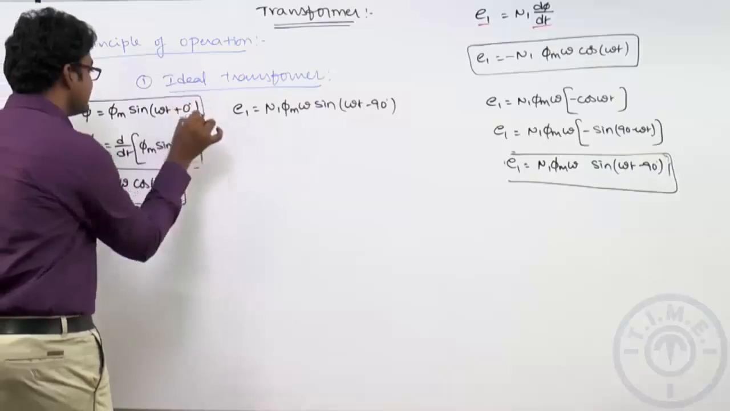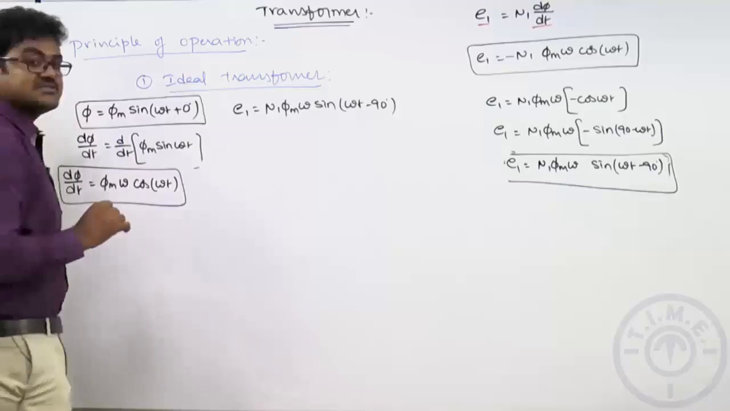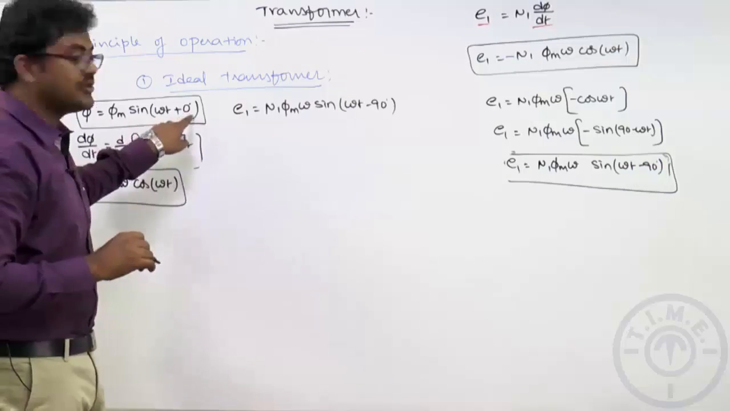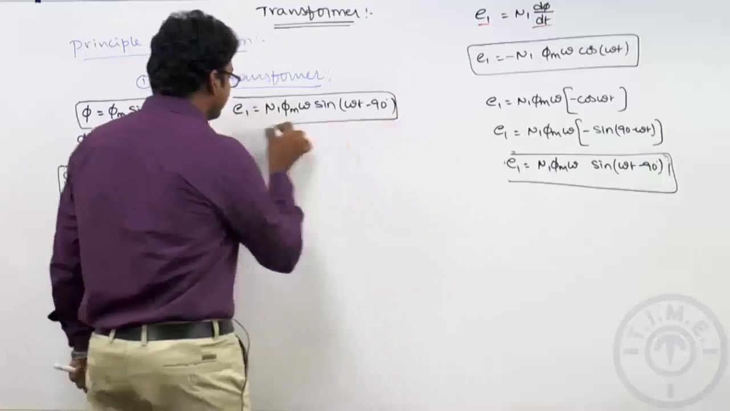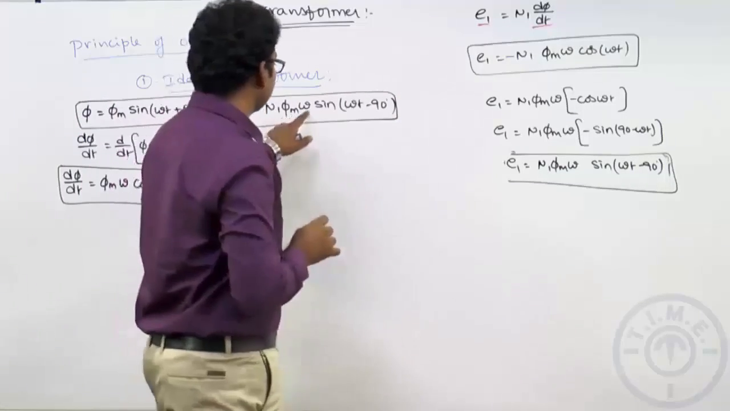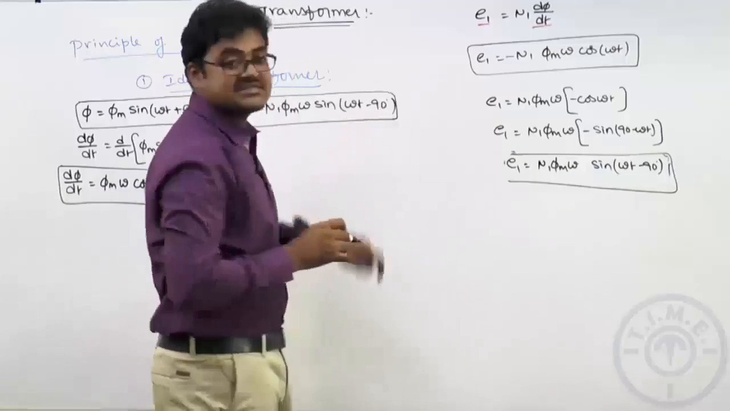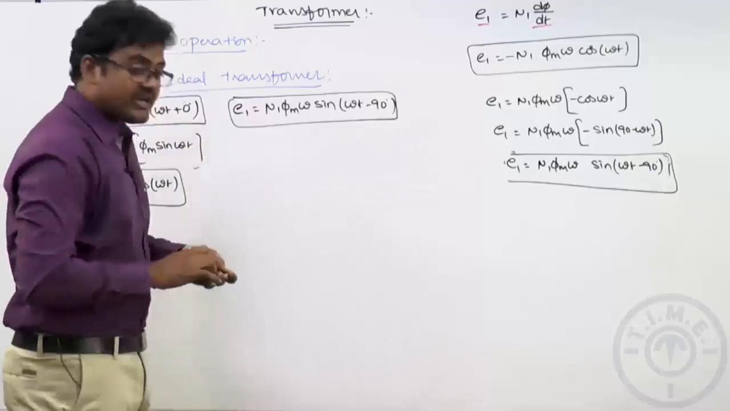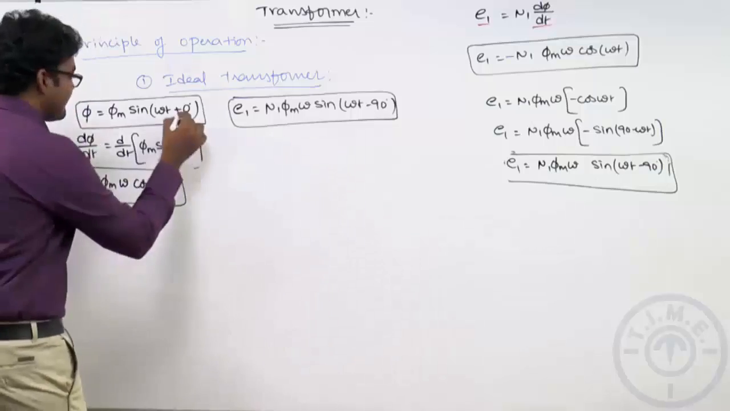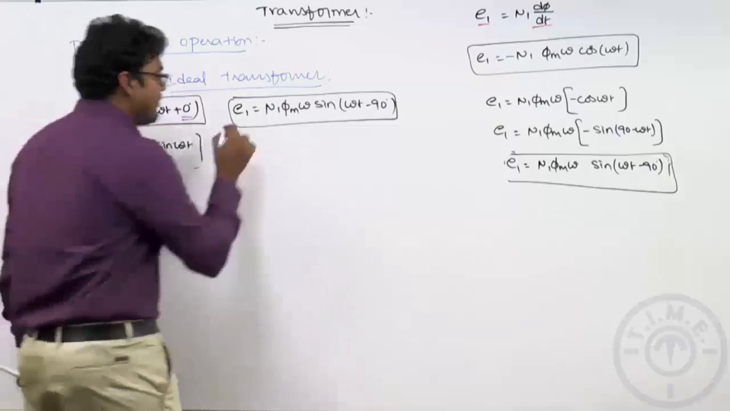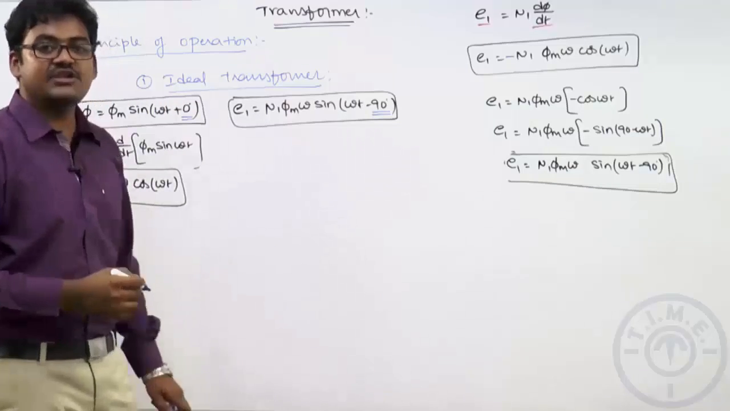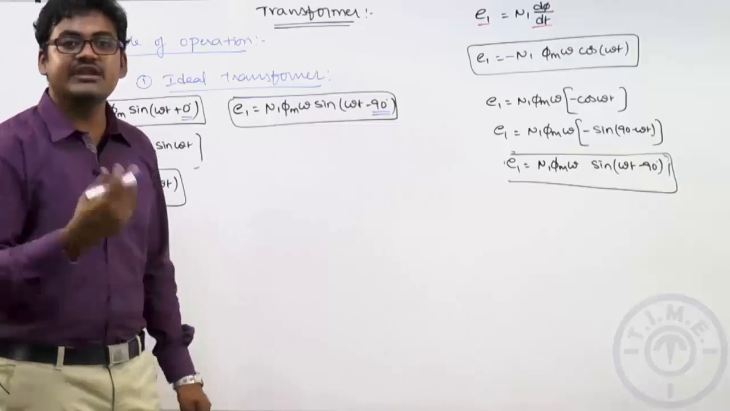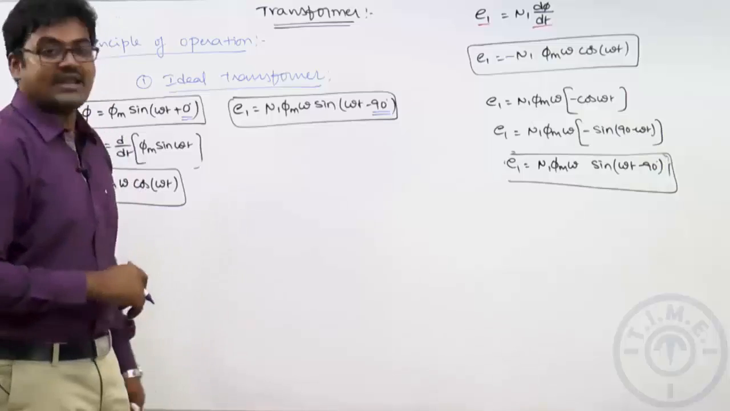Look at this. The flux we considered initially is phi m sin omega t plus 0 degrees. This is at 0 degrees, and the EMF which is induced is N1 into phi m into omega sin of omega t minus 90 degrees. From this, you can understand that the flux is at 0 degrees, but the induced EMF is at minus 90 degrees phase. That means the induced EMF is lagging the flux or leading the flux? It is obviously lagging the flux.